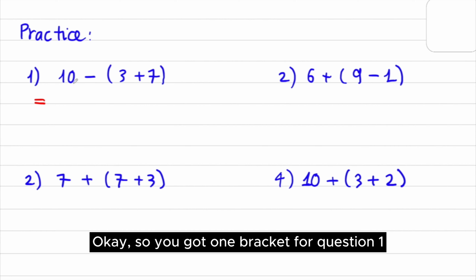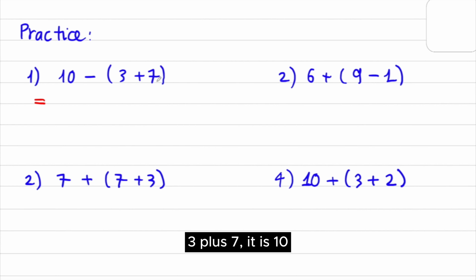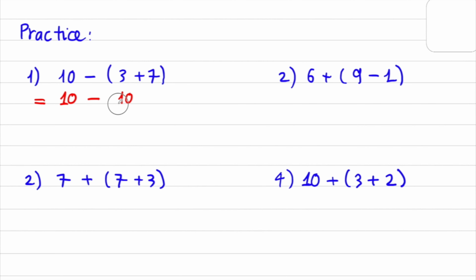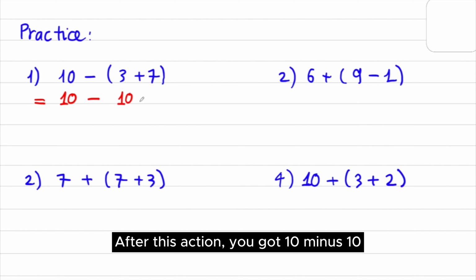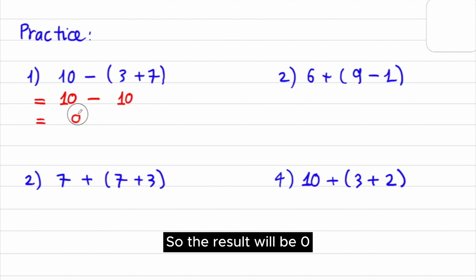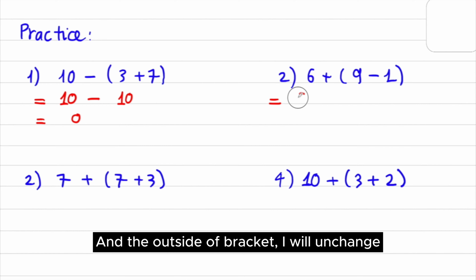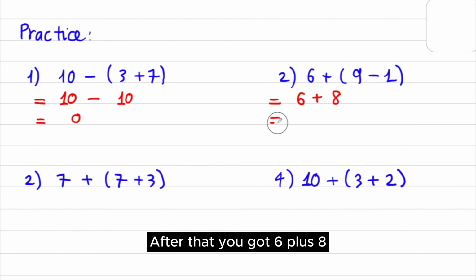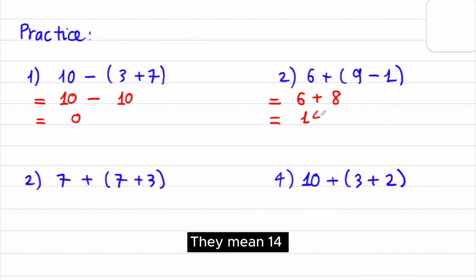Okay, so you got one bracket for question 1, 3 plus 7 is 10. And outside the bracket, you got 10 minus, I will repeat. After this action, you got 10 minus 10, so the result will be 0. Example 2, you have one bracket, and outside the bracket, I will leave it unchanged. 6 plus, and 9 minus 1 inside the bracket, you got 8. After that, you got 6 plus 8, which means 14.